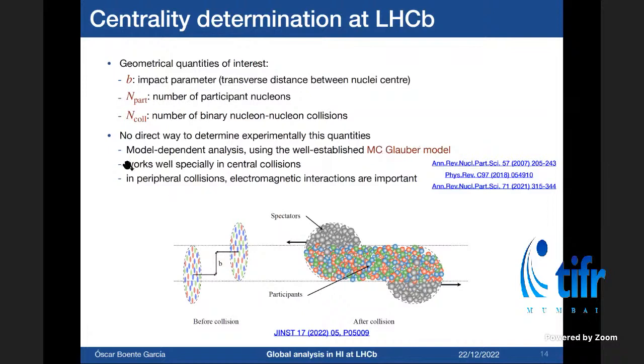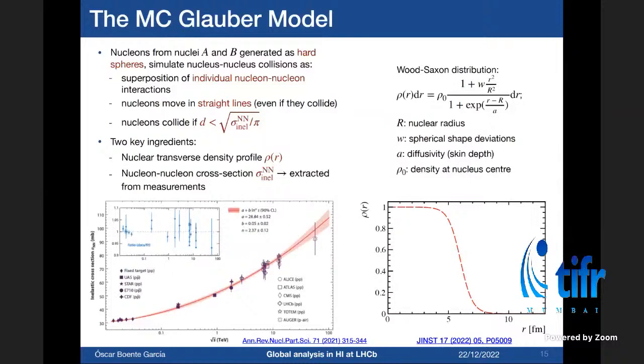This model is known to work well, especially in central collisions of large nuclei, and some problems start to appear in peripheral collisions, both because you start to have fluctuations, the lower the number of participants, and also electromagnetic interactions are important. But a good point about this model is that all the collaborations use this approach. So at the end, the measurements should be kind of comparable. So a snapshot about the model that we are using.